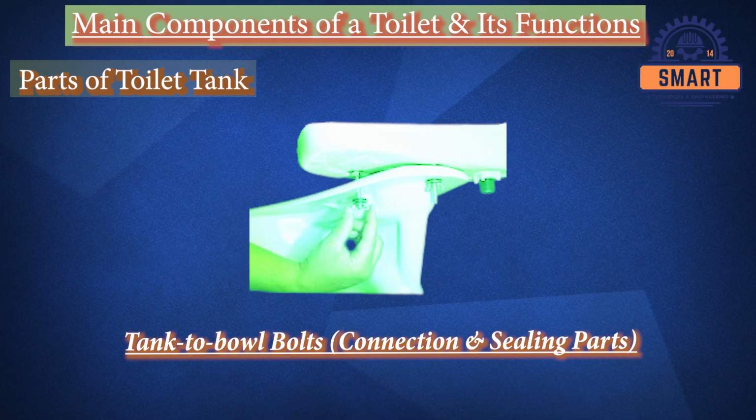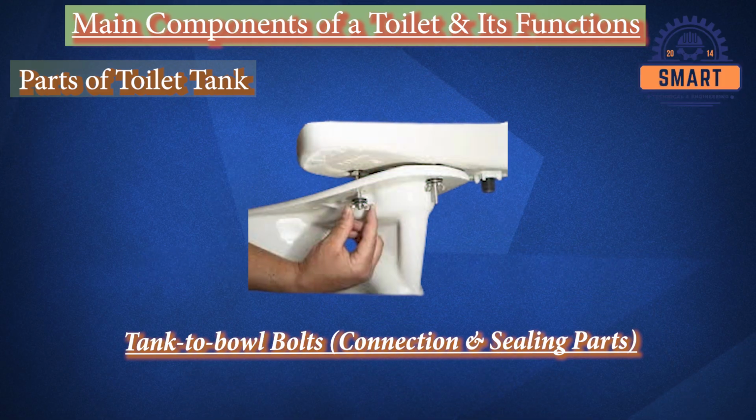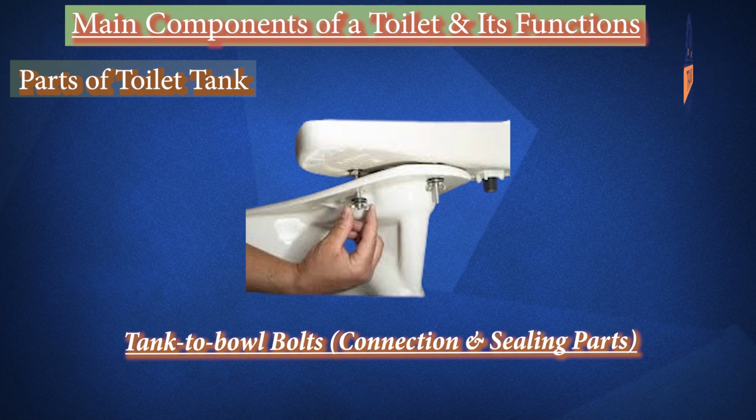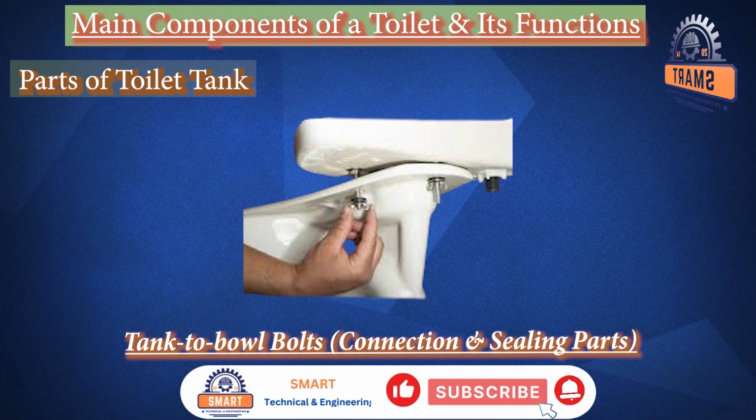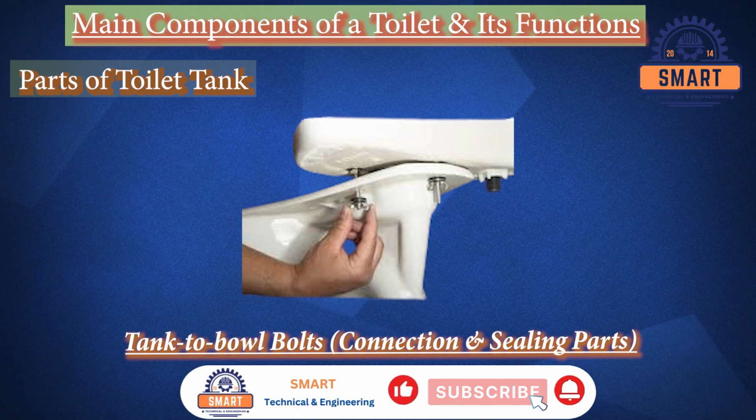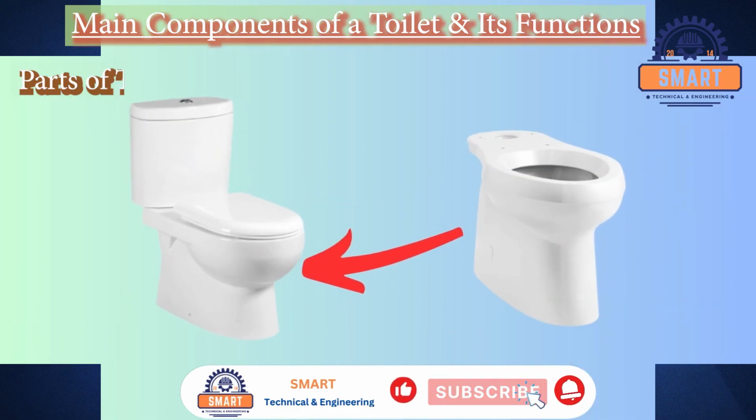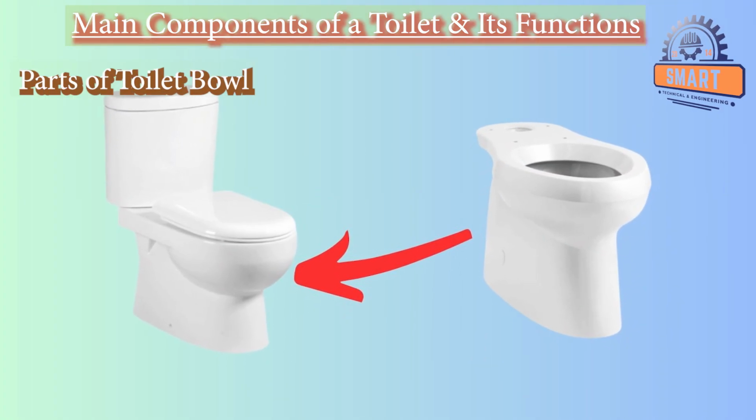The design is universal for most two-piece toilets and functions the same way as with a standard toilet, with the bolts passing through holes in the tank's base and the bowl's top surface, creating a waterproof seal with the help of the rubber washers. Secondly, I will explore the parts of the toilet bowl.